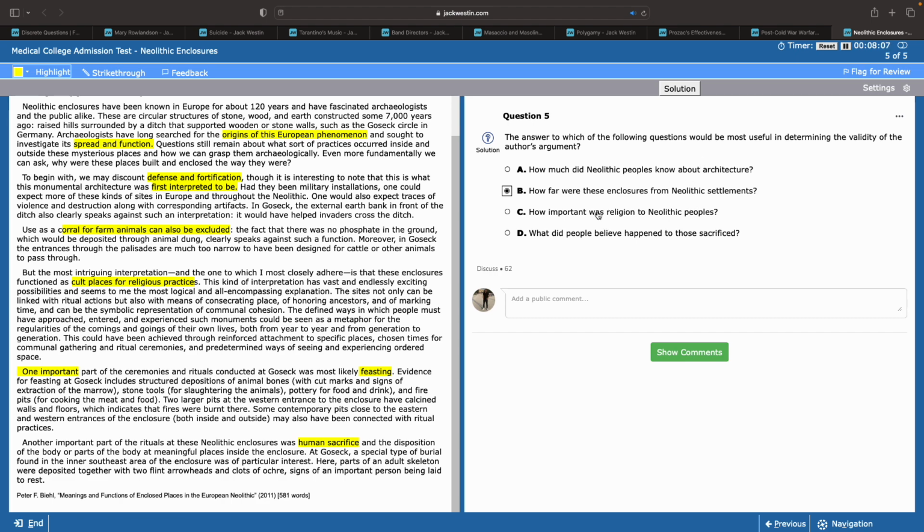This is not about architecture, but it was religion to me. This is not about religion. It's about enclosed places, like what people believed happened to those sacrificed. It's not also important.